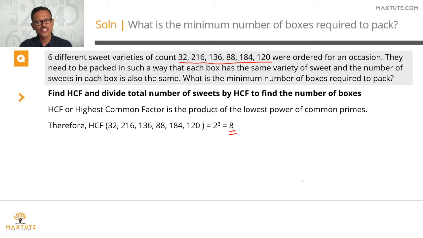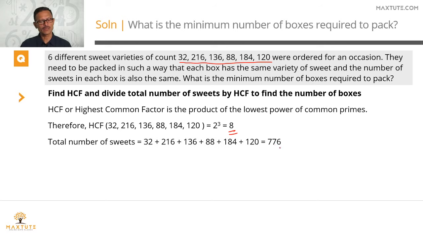I'm packing 8 sweets to a box. All that I'll have to be careful about is that I just put the same type of sweets in a box. So all of these total count divided by 8 is going to give me the number of boxes required. This is the number of sweets. They add up to 776. I divide 776 by 8.